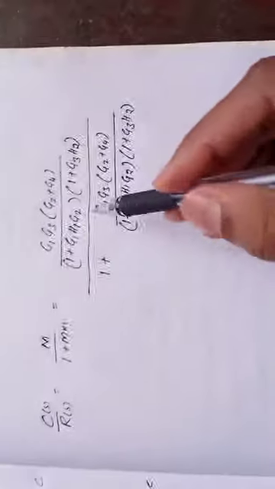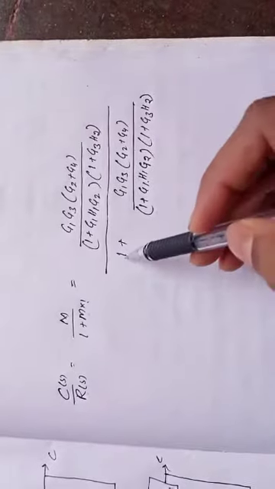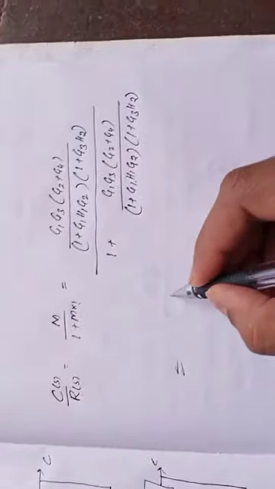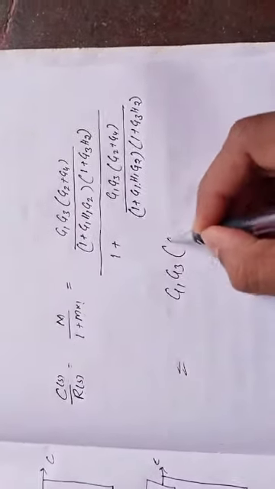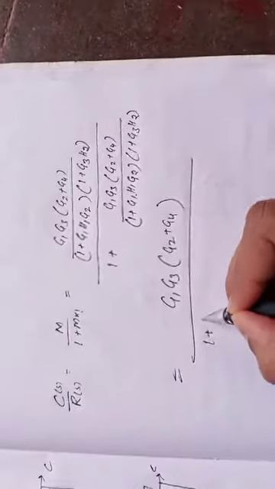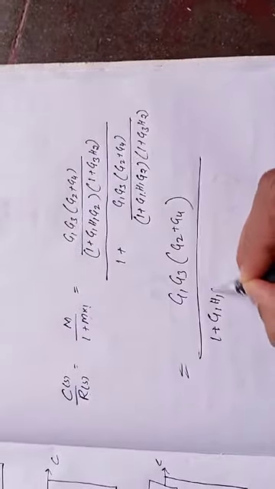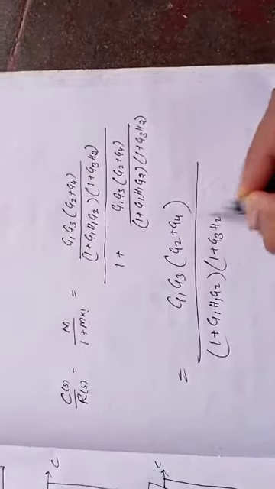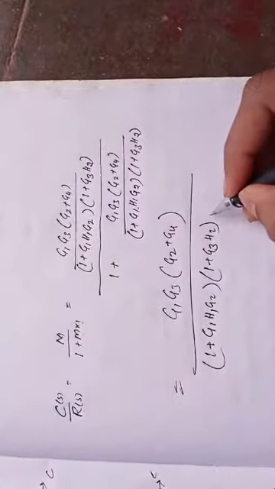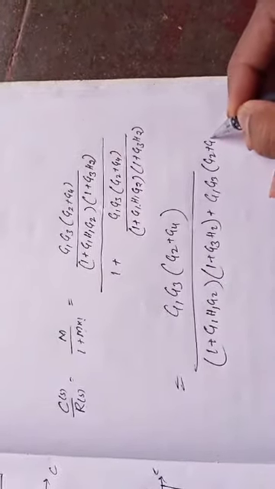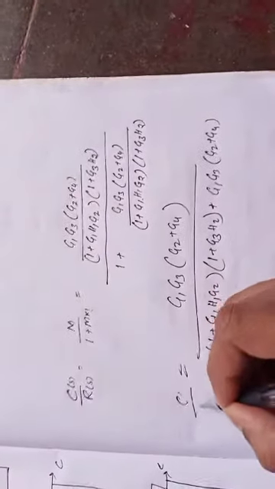After solving this, you have to cross multiply, and then the denominator will cancel. I write it directly. That becomes G1 G3 into G2 plus G4 whole divided by 1 plus G1 H1 G2 and 1 plus G3 H2, then this signal plus G1 G3 into G2 plus G4. This is the transfer function C by R of the given block diagram. Thank you.